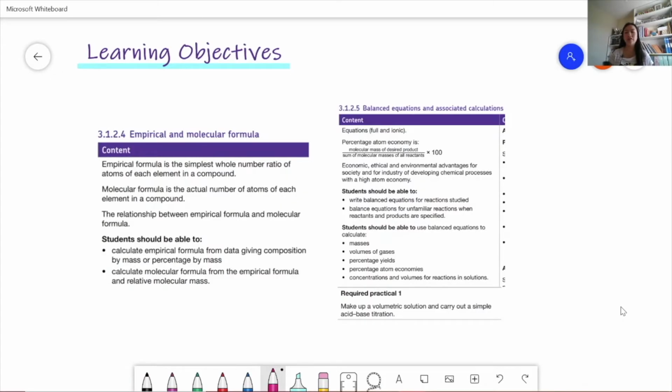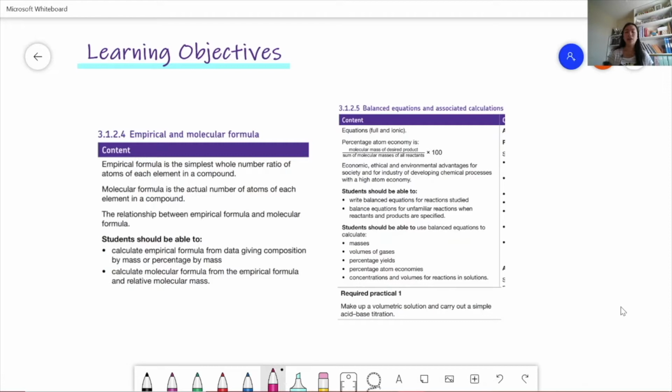Today's learning objectives are firstly to do with empirical and molecular formula, and then we're going to look at balanced equations and associated calculations. So first we're going to look at how empirical formula is the simplest whole number ratio of atoms of each element in a compound, and how molecular formula is the actual number of atoms of each element in a compound. And we're going to also look at the relationship between these two formulae. And so by the end, we should be able to calculate empirical formula from data giving composition by mass or percentage by mass, and calculate molecular formula from the empirical formula and relative molecular mass.